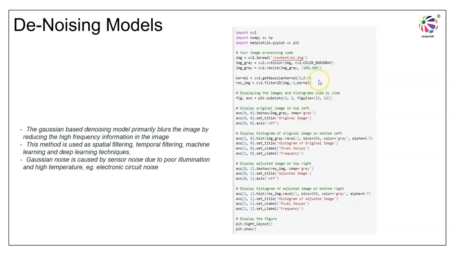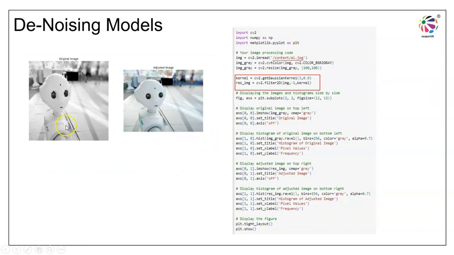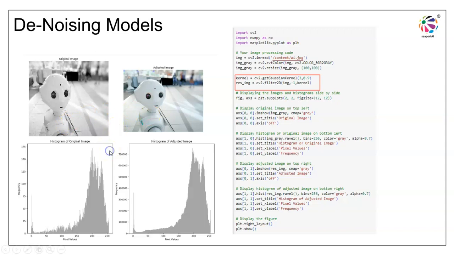Let me zoom in on the core set of code that we are using for denoising. This code generates a Gaussian kernel of size 3 and standard deviation of 0.9. This code applies the generated kernel onto the image. We can see the original and the resultant image, and we can clearly see the noise has been removed. And this is depicted in the histogram as well. The histogram is a plot of pixel values and frequency.